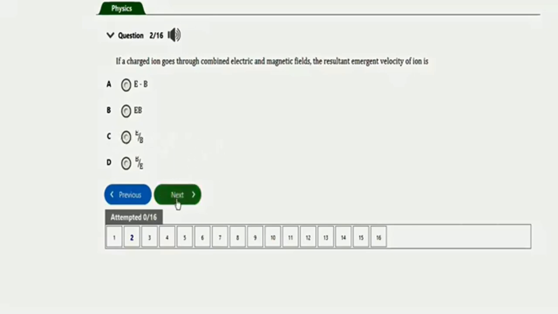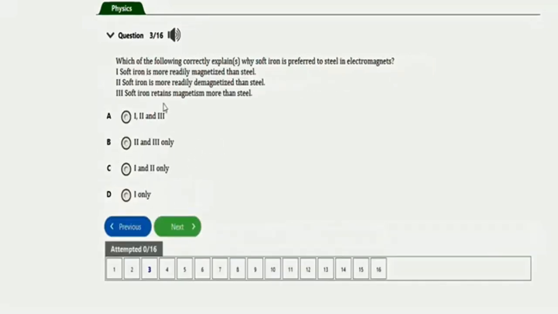Next repeated question will be this one. It says which of the following correctly explains why soft iron is preferred to steel in electromagnets. So we have the first one here. Soft iron is more readily magnetized than steel. This is correct. Soft iron is more readily demagnetized than steel. Also correct. Soft iron retains magnetism more than steel. So this one is not correct. The right option from our judgment of the list they gave us, the right option here would be option C, which is I and II only.